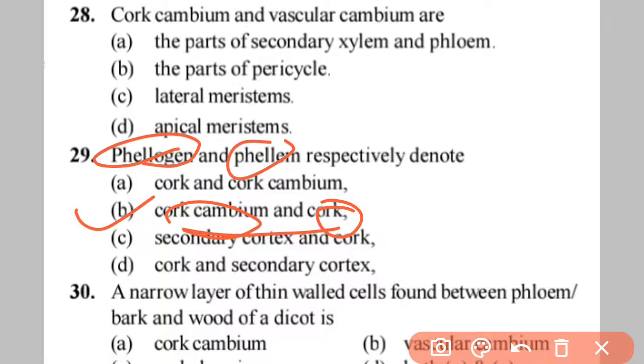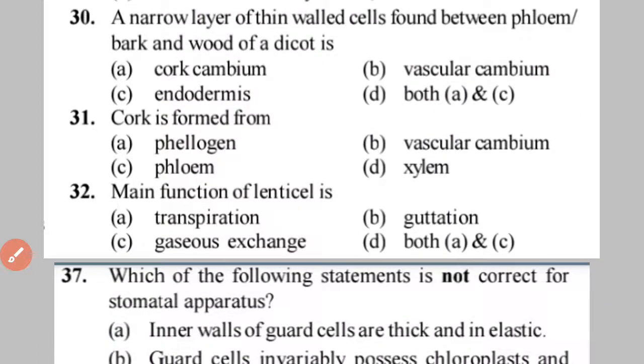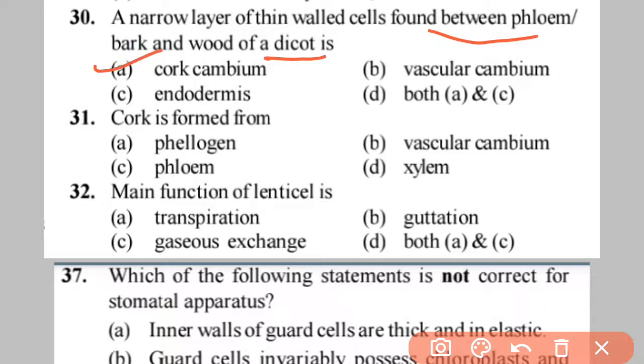Let's move on to the next question. The question is, a narrow layer of thin walled cells found between phloem or bark and wood of dicot is which one? Cork cambium, vascular cambium, endodermis or both A and C. Here the right option is vascular cambium. Option B is correct for this question. Let's move on to the next question.